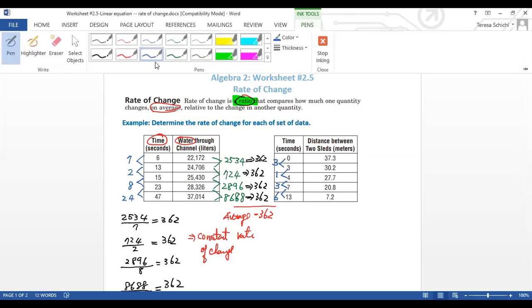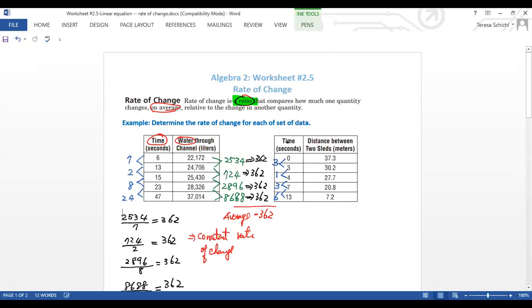This is the time, right? So these are two variables. We have a time and the distance. So let's take a look at the distance changes here. From 37.3 it drops to 30.2. So how much is the change? It's a negative 7.1, right?